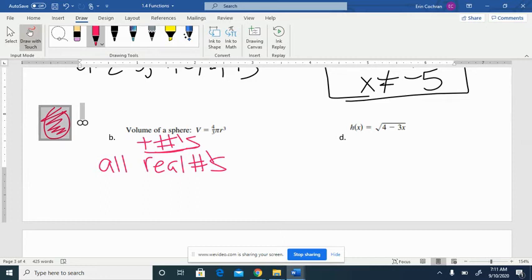So we're going to say all real numbers r, since we're talking about the radius, such that r is greater than 0, because we don't want to include negative numbers for my radius, because especially when I cube it, it would stay negative, okay?